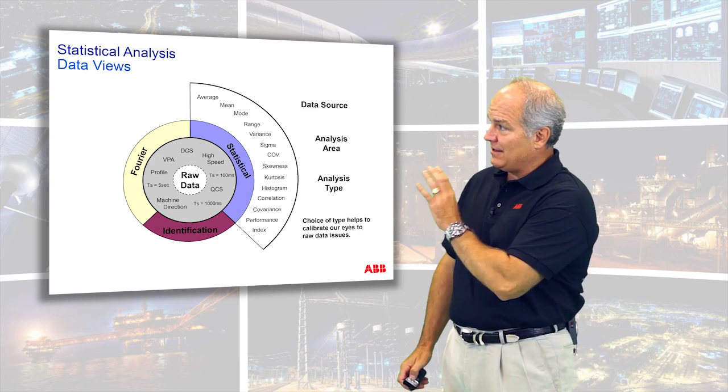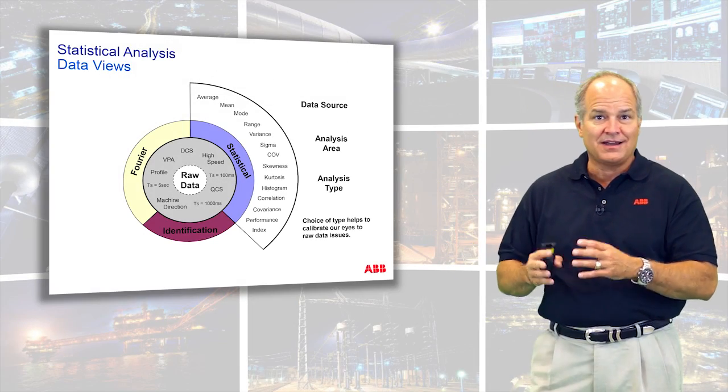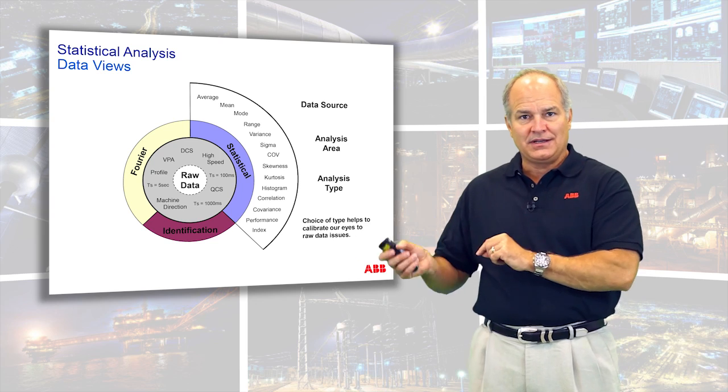And we're going to understand these terms: average, mean, max, mode, range, variance, sigma, coefficient of variation, skewness, kurtosis, histograms, correlation, covariance, performance index. What is all that stuff? Well, that's what we're going to go through here. It's kind of daunting, this task, but they're all kind of related. And so they'll all build on each other.